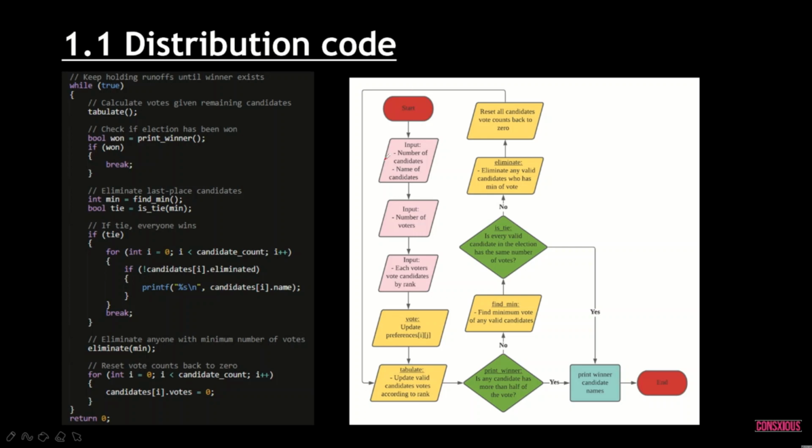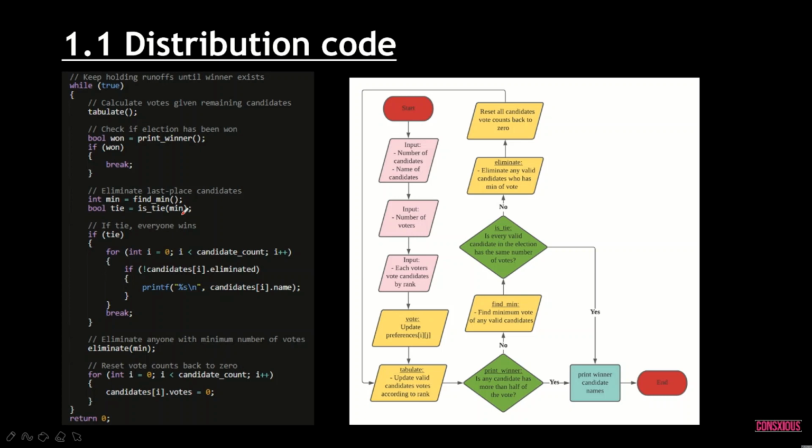So you can see here, after we go through here, we go to the tabulate. Then next we go through the print winner, which is this. If there's a winner, we go directly here and break out from this loop. If not, we go through the min here, which is this. After we find the min, is it a tie?